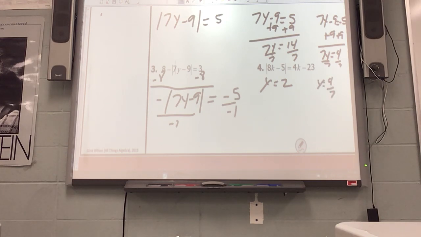Alright, we gotta check those now. So the 2 should be easy to check. So right here, 7 times 2 is 14. 14 minus 9 is 5, right? Absolute value of 5 is 5, so you've got 8 minus 5 equals 3. That's true. So the 2's good.